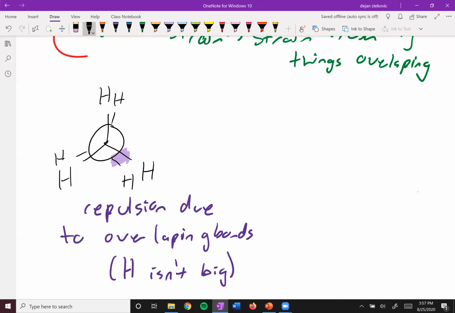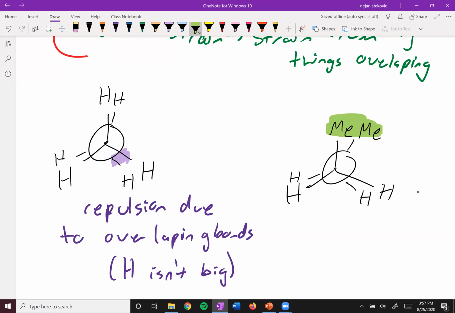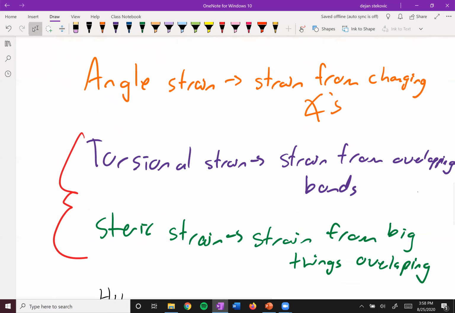Whereas if we take another look at a different Newman projection, where we have this methyl group here, and then we overlap it or eclipse it with another methyl group, this is now steric strain because methyl groups are big, but then we also have torsional strain as well from the bond angles, right? So this one would have both torsional and steric strain. So we'll analyze the three-dimensional shapes of some cycloalkanes and see what kind of strain they have.